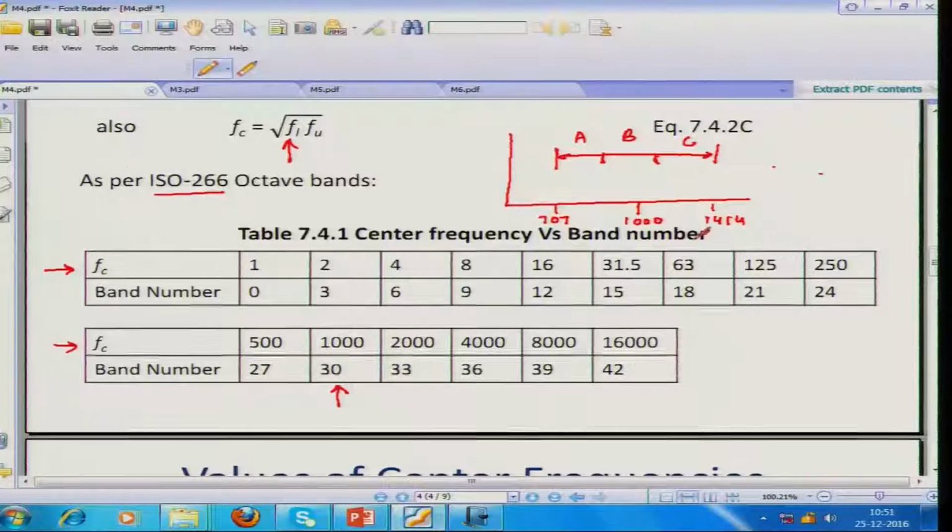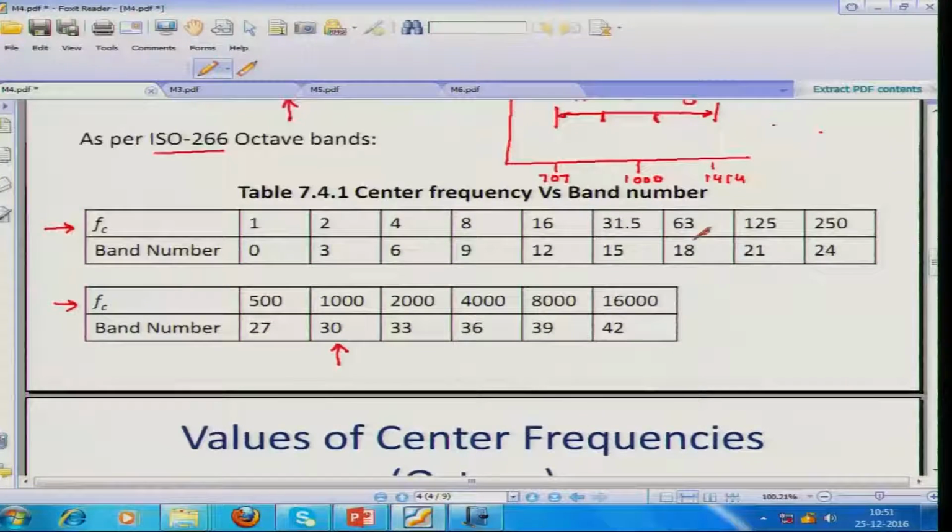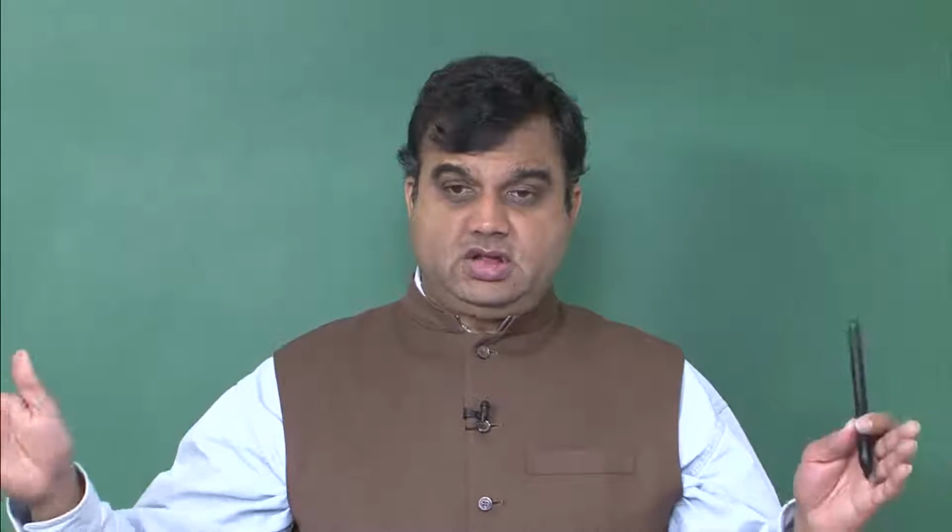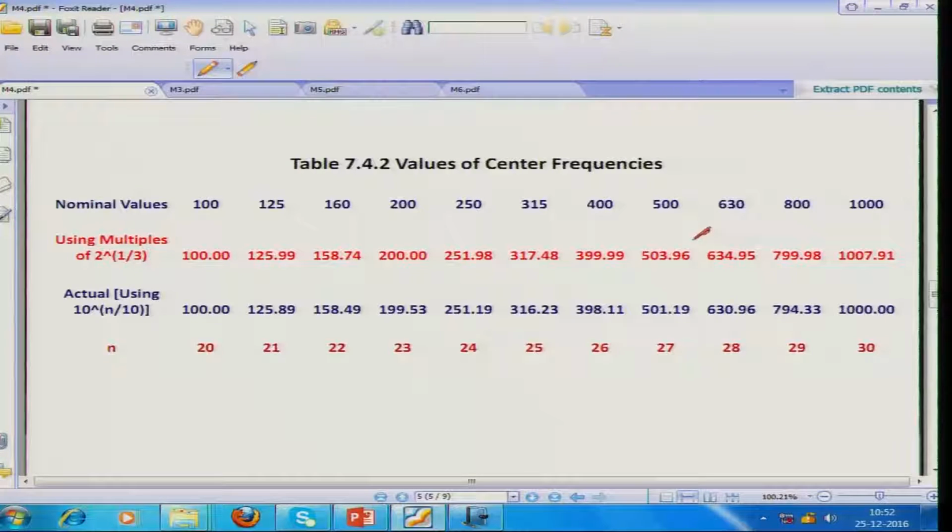Now, for an octave band, the ratio of upper and lower frequency is 2. In a 1/3 octave band, the ratio of upper frequency limit and lower frequency limit is 2 to the power of 1 by 3, because if you multiply 2 to the power of 1 by 3 three times, you get a ratio of 2. So, with that intent, this is the table which is shown here.